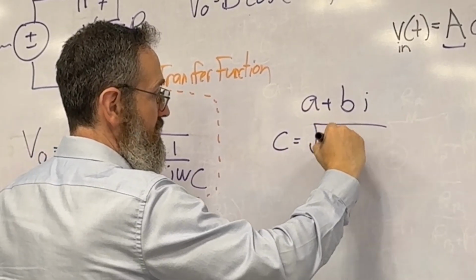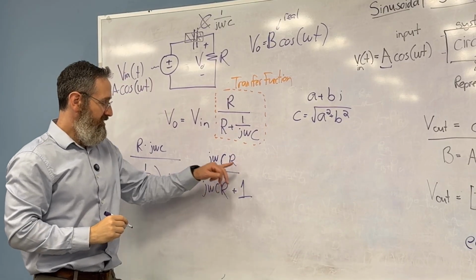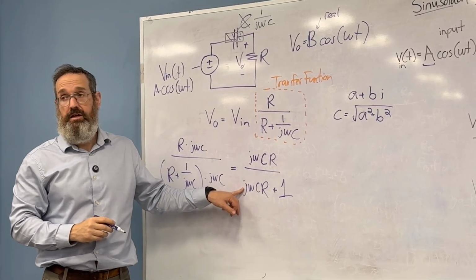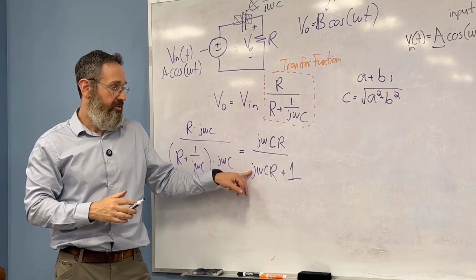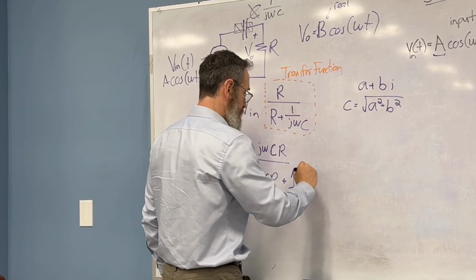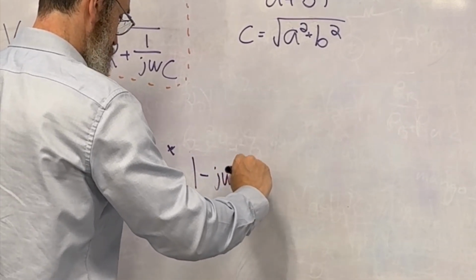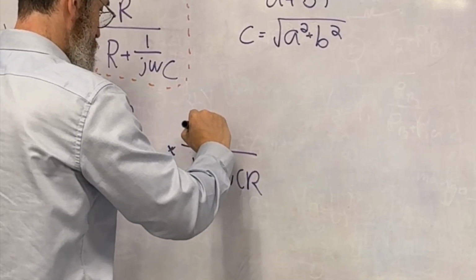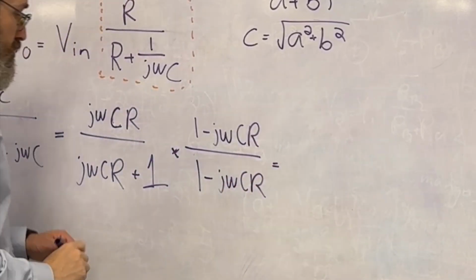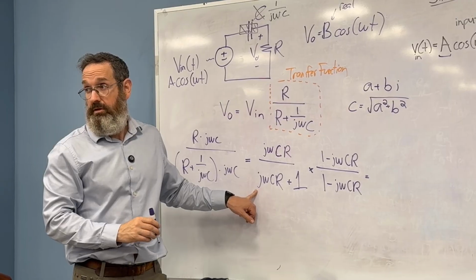This remains not in the form A plus BJ, which I need, right? Because I need to get to this. I need to apply this term here. And it's not in this term because as long as I have a J in the denominator, it's not going to be in the right term. So how do I get rid of it? The same way I did last time. I'm going to multiply this by 1 minus JWCR, and the top is also going to be multiplied by 1 minus JWCR. And I'm doing this specifically to get rid of the complex number in the denominator. Let's see what happens.